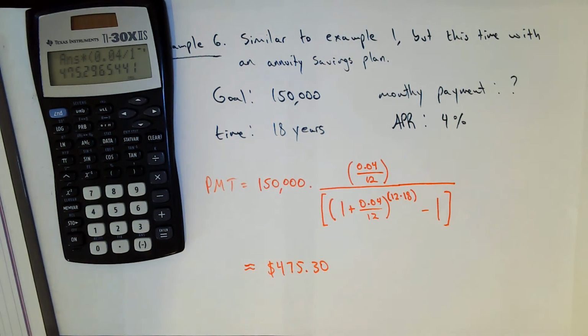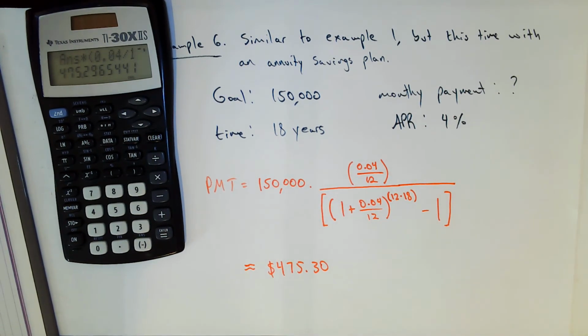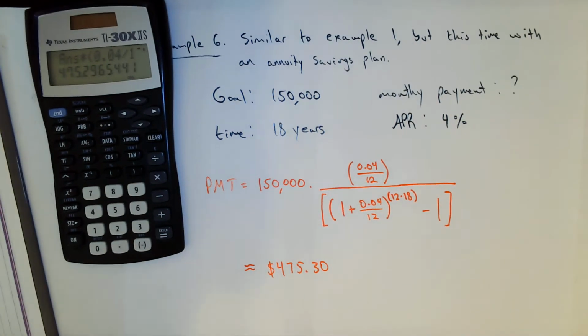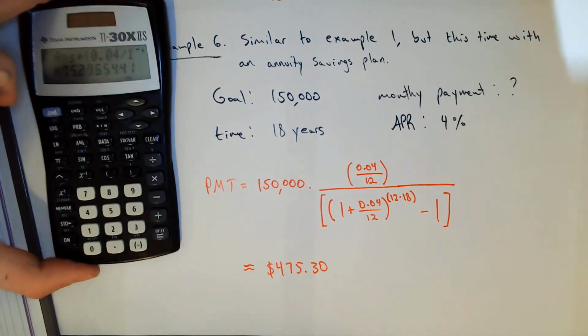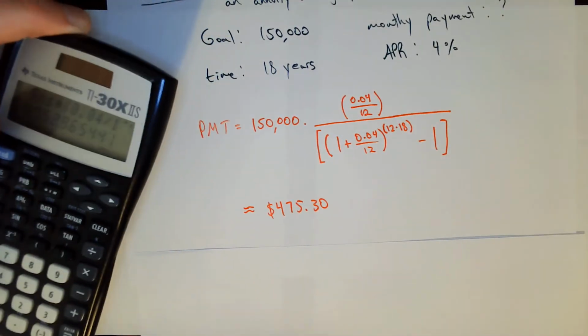That would be the monthly payment needed in order to have this much money, $150,000, after 18 years. That's a lot. $475, nearly $500 a month. I mean, that's a lot, you know. So, okay. Let me ask another question. How much is she putting into this account, versus how much is actually going to be interest earned?